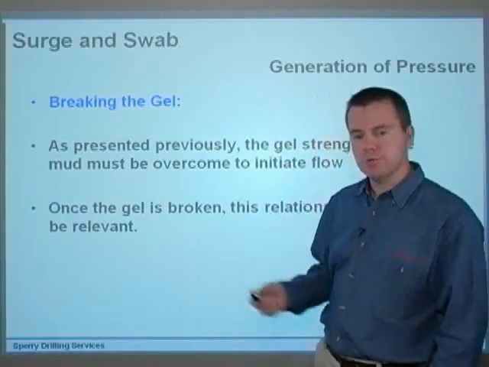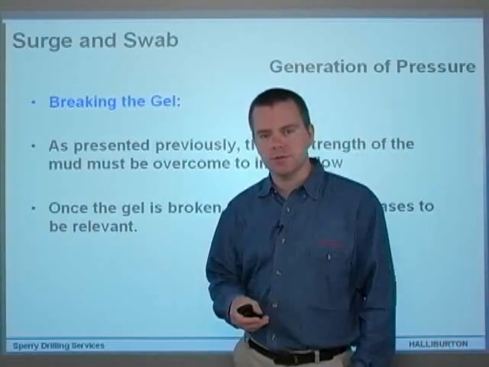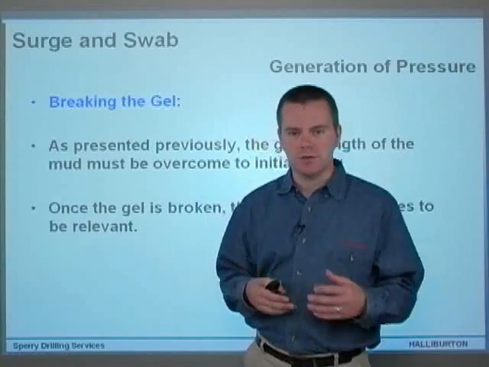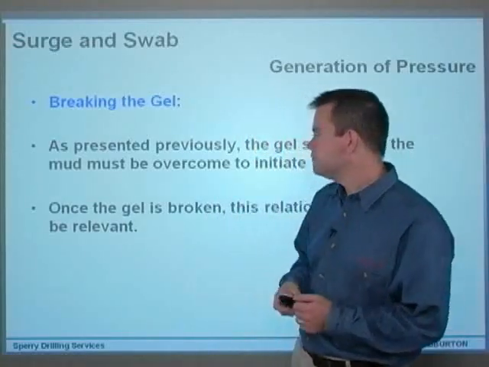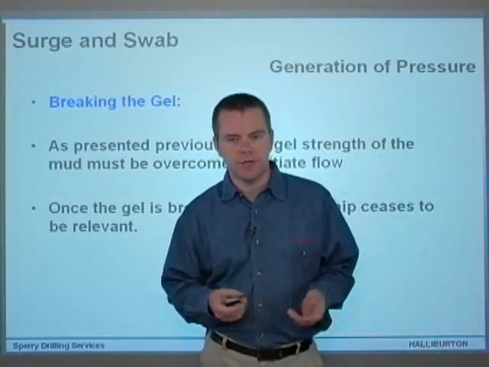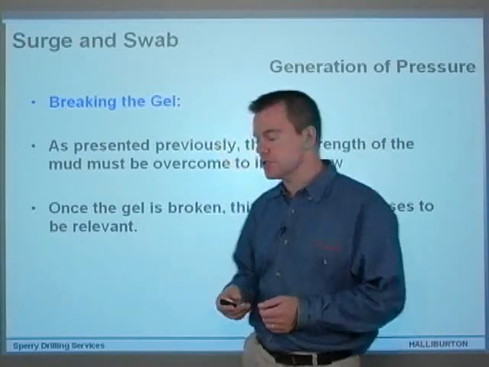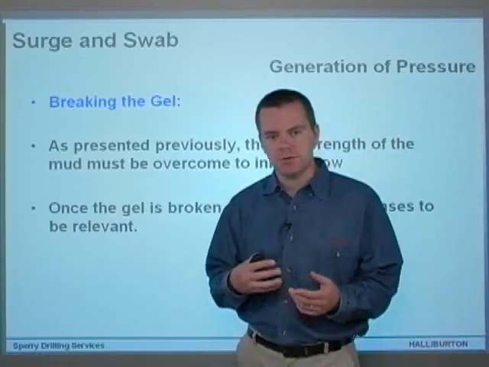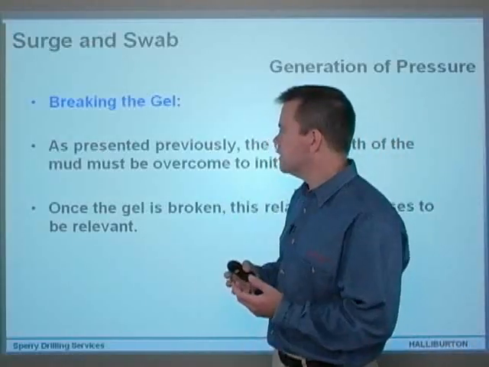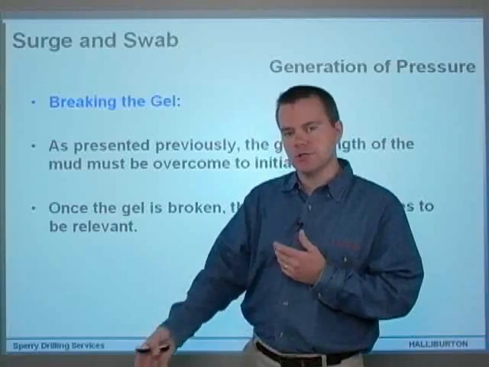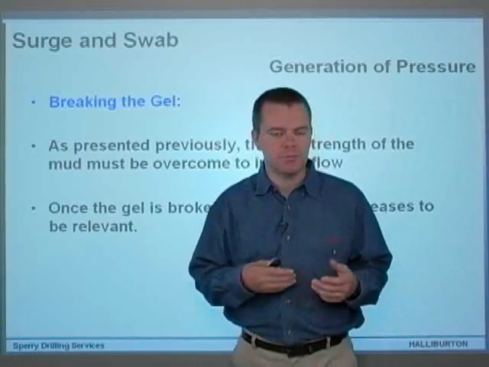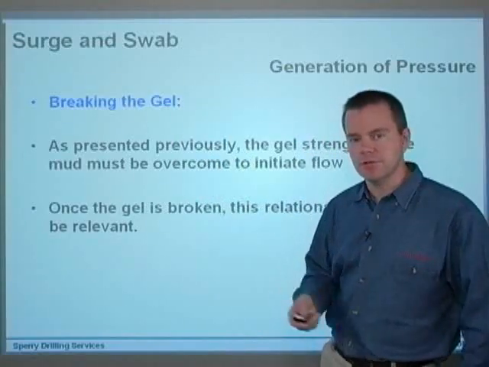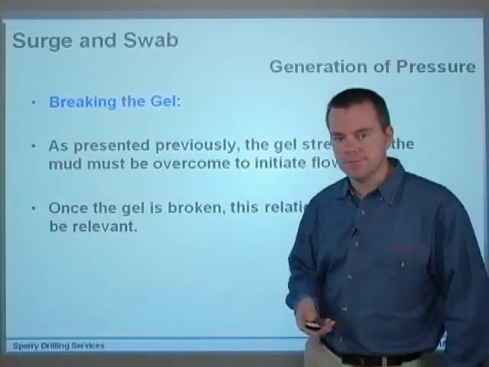Now, as we presented previously under other parts of this course, basically the gel strength of the mud must actually be overcome to initiate flow. And once the gel's broken, that relationship ceases to be relevant. So basically, in Surge and Swab, yes, there may be an effect where you have to break the gels, but when you've actually started tripping in or tripping out, the Surge and Swab pressure's got very little to do with this once the mud's actually sheared and actually moving.